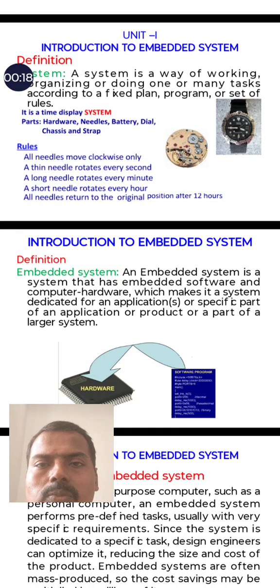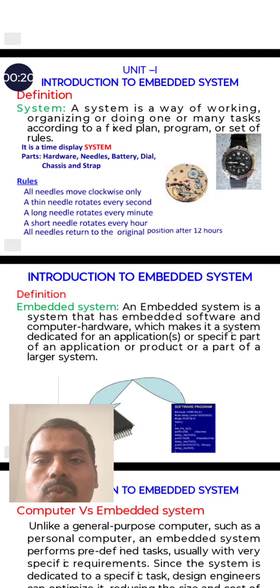what is a system? A system is a way of working, organizing, or doing one or many tasks according to a fixed plan or set of rules. So that is called a system. The example for a system is the display wristwatch. Here the parts are hardware: needles, battery, dial, chassis and straps.